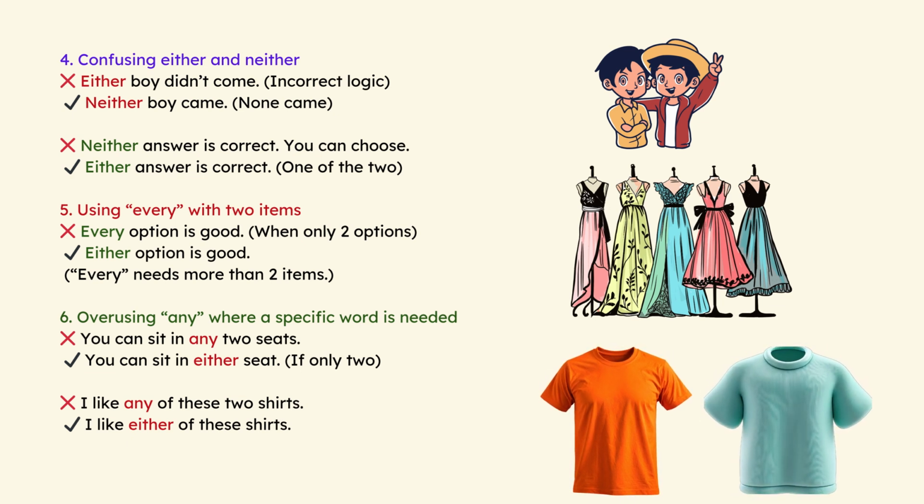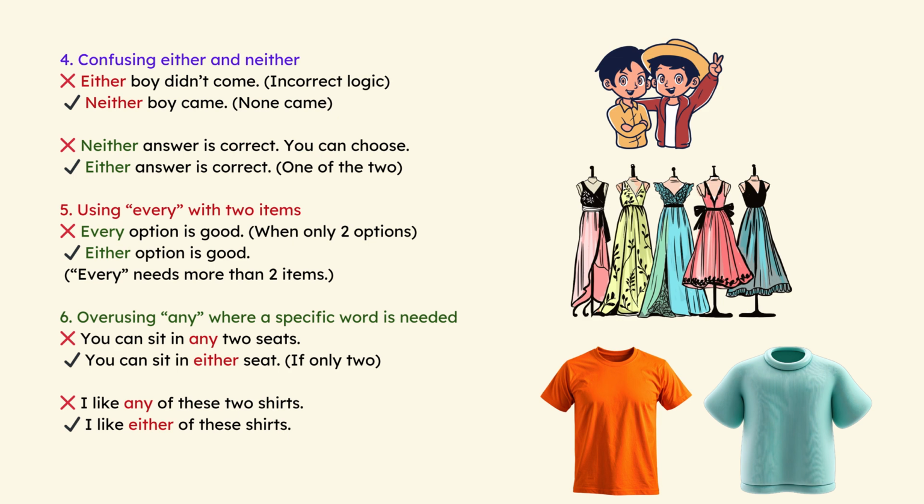Fourth mistake, confusing either and neither. We do not say either boy didn't come. This is incorrect because the meaning becomes confusing. We say neither boy came. That means none of the two boys came. Another example, we do not say neither answer is correct if one of the two answers is correct. We say either answer is correct. Remember, either means one of the two. Neither means not one and not the other.